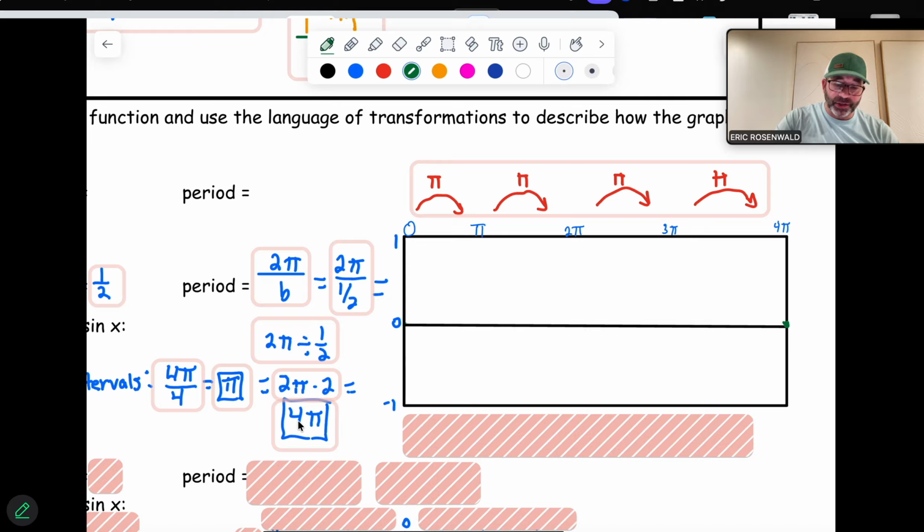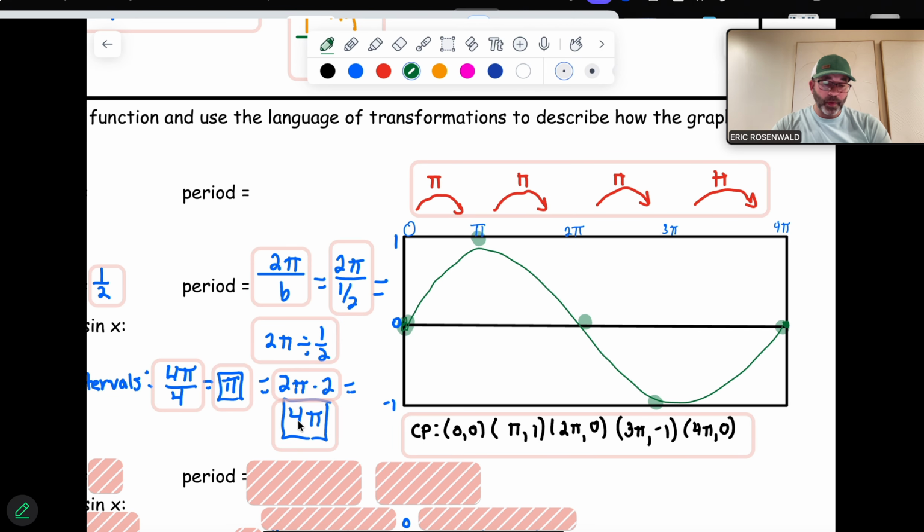So my graph for this is just going to be, here, it's a sine wave, so it's just going to be these normal spots. And the graph goes up and down, and there's your 5 critical points. Okay, (0, 0), (pi, 1), (2 pi, 0), (3 pi, negative 1), (4 pi, 0).